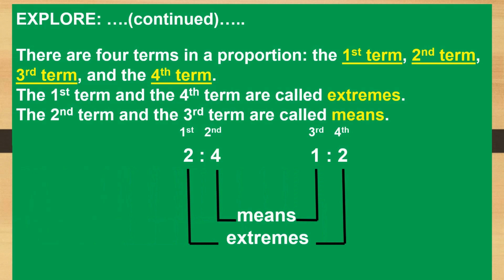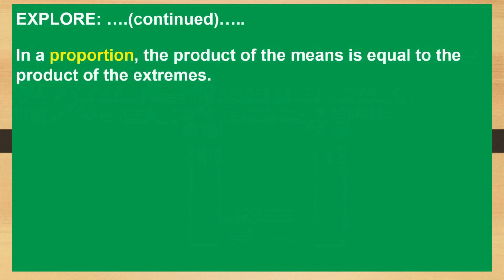Okay. So these are the four parts. The 2 is the first, 4 is the second, 1 is the third, and 2 is the fourth. The combination of first and the fourth is called extremes. The combination of 4 and 1 is means. Because in a proportion, the product of the means is equal to the product of the extremes.